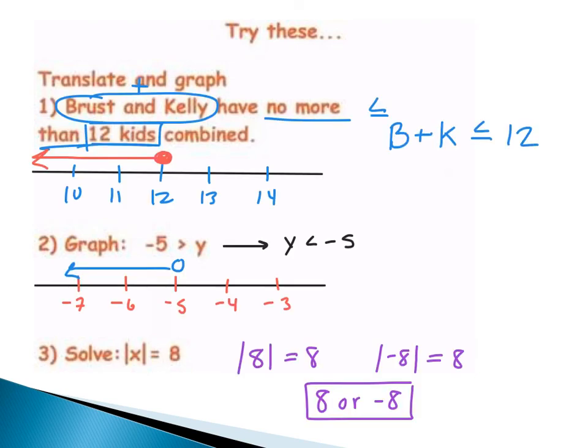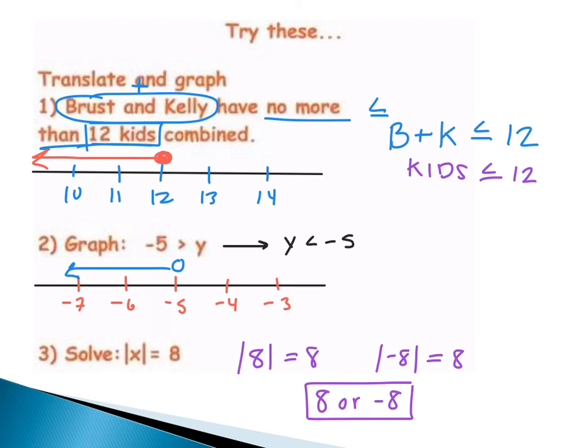All right, let's take a look at hopefully what you got. Now the first one, don't get confused. It says Brust and Kelly have no more than 12 kids combined. So Brust and Kelly are considered together, B and K, looking at their total kids. So another way you can think about this is the number of kids that they have has to be less than or equal to 12. Key thing, how did I get less than or equal to? I thought no more than. They cannot have any more than 12 kids. So that's why for any more than or no more, I'm thinking less than. And remember with these ones, we're also going to include the equal because it is possible to have 12 kids.